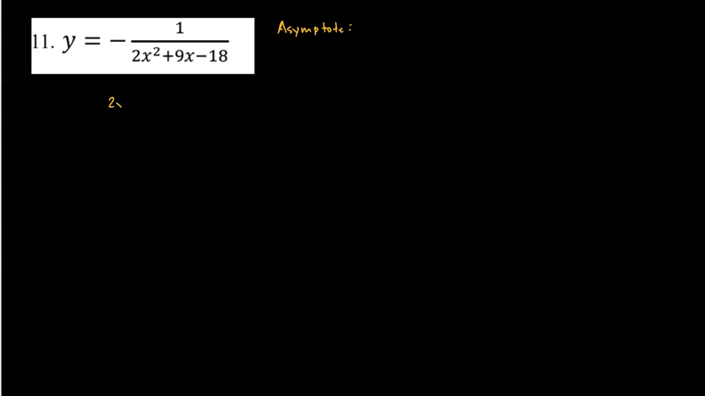2x squared plus 9x minus 18 equals 0. Let's go ahead and factor.